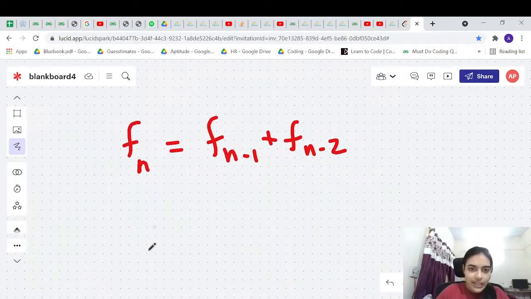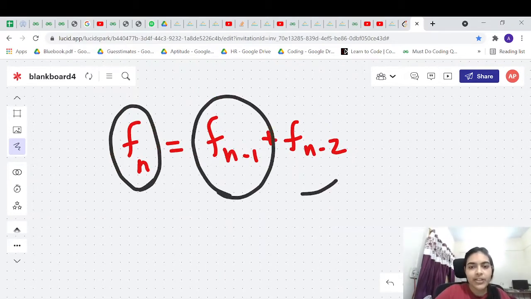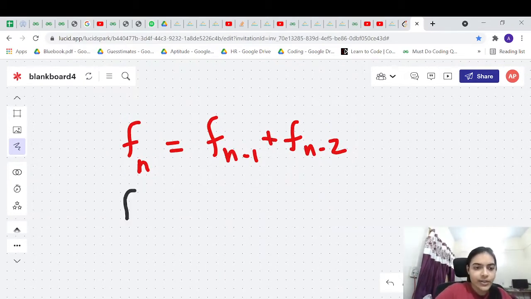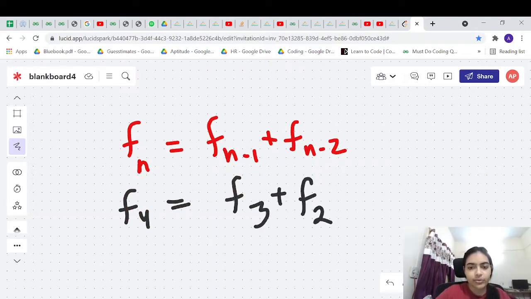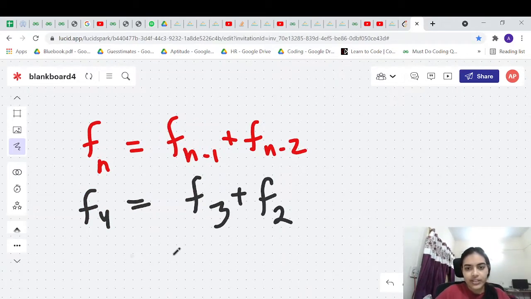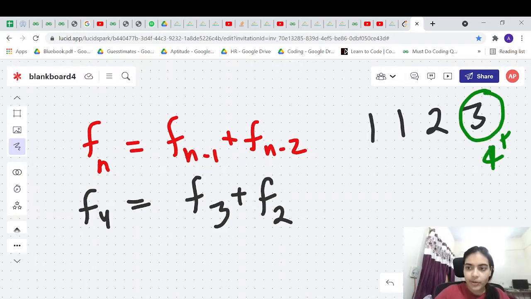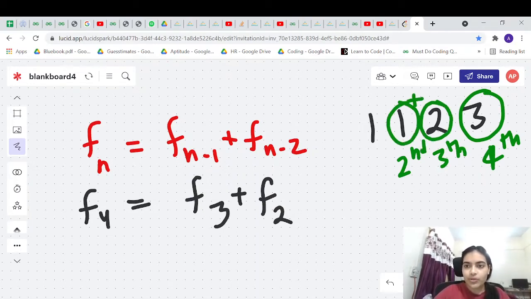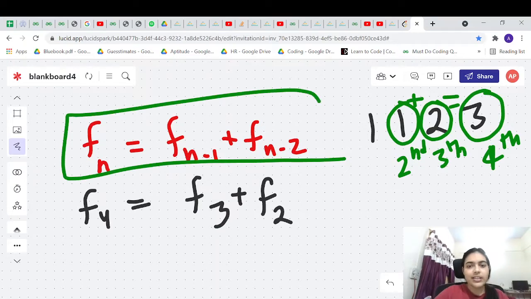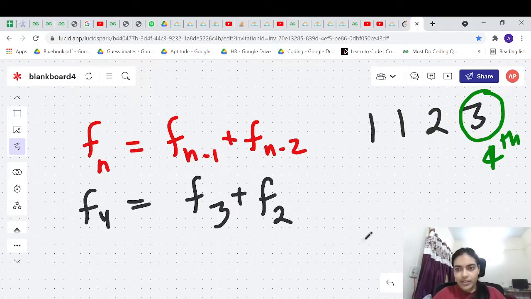What is this equation? This equation says that the nth term of the Fibonacci series is given by the previous two terms. Okay, so let's say you want to find f of 4. That is equal to f of 3 plus f of 2. What does fourth term mean? See, the Fibonacci sequence is like this, right? 1 1 2 3. So the fourth term is 3. This is the fourth term, and it is a sum of the third term and the second term. Third term is 2, second term is 1. 1 plus 2 is equal to 3. That's it. This is the simple equation that is going to help us in solving this problem.